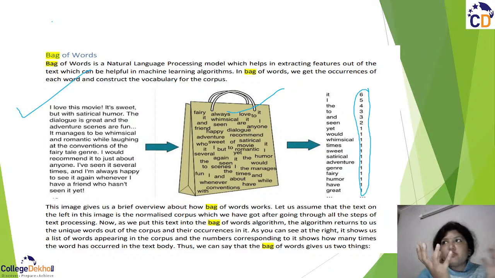In this bag of words you have a number of words that may be repetitive, like "it" is coming 6 times, "I" is coming 5 times, "the" is coming 4 times. This algorithm just gives you the unique words and the frequency, the occurrences of these words, in some sequence. It is not any priority order. It may pick any of the words and then show the frequency.